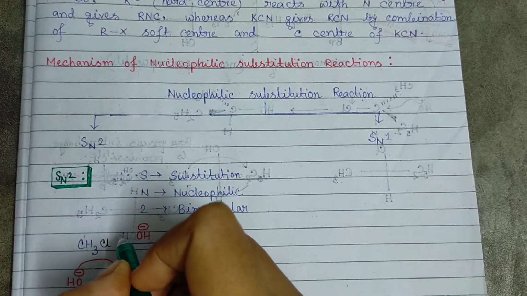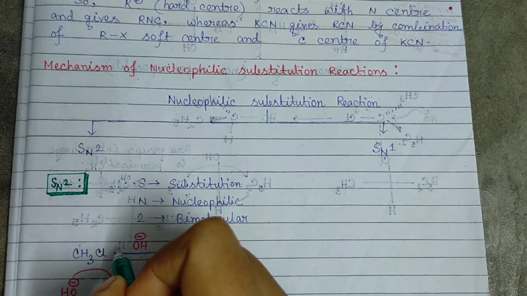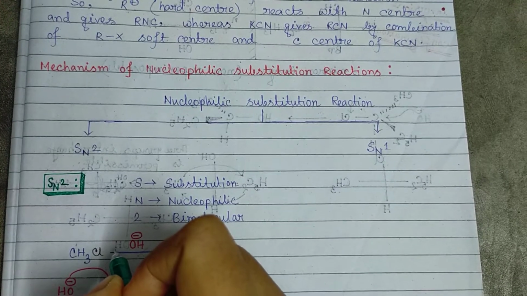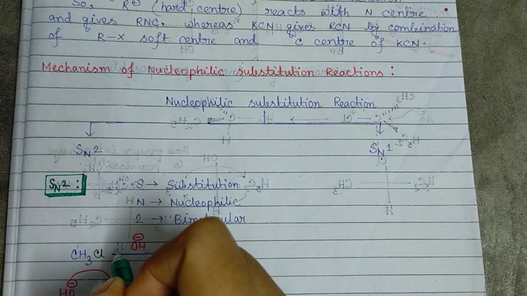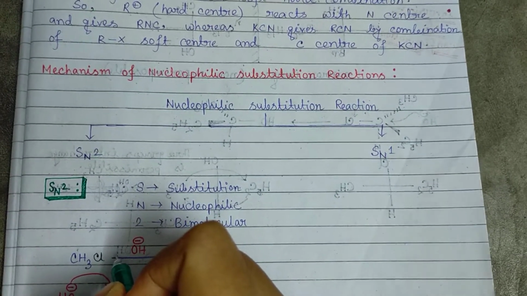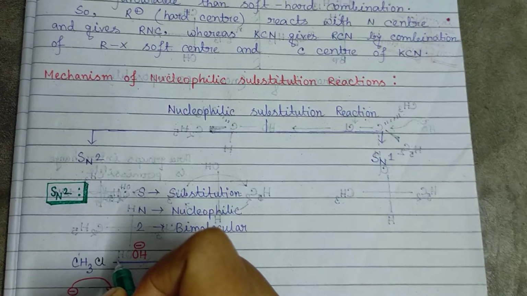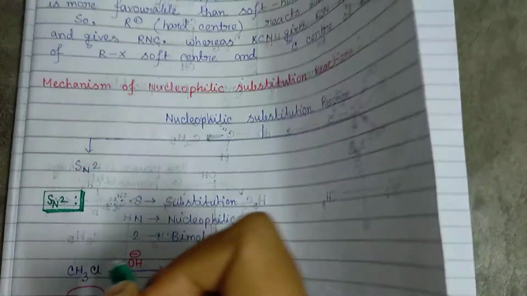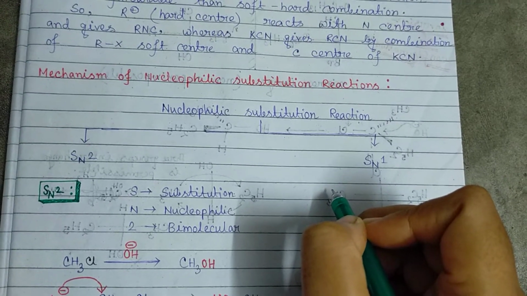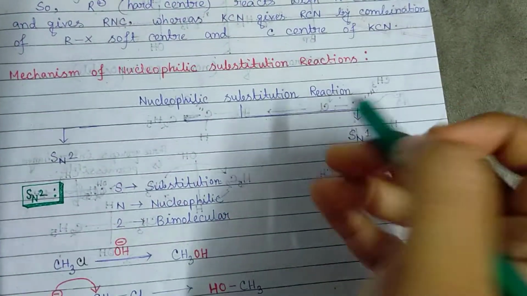This video is on the chapter Haloalkanes and Haloarenes, class 12. As we have seen in the last video, the chemical properties of haloalkanes involve the nucleophilic substitution reaction. In the last video we also saw some introductory ideas about the nucleophilic substitution reaction. Now in this video we are going to explain in detail the mechanism and the types of nucleophilic substitution reaction.